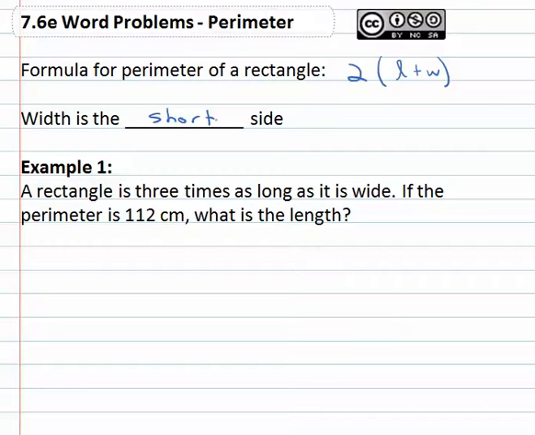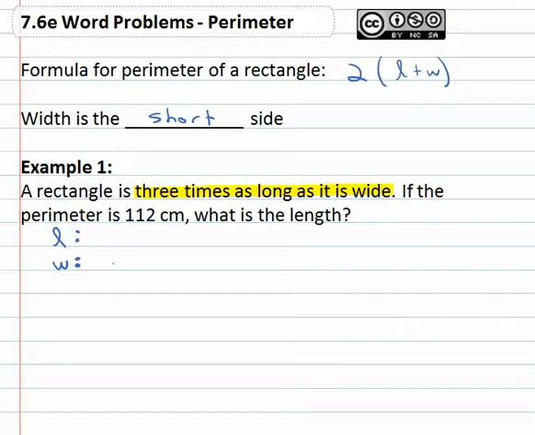So if we are told that a rectangle is 3 times as long as it is wide, and the perimeter is 1/12, what is the length? Well, let's see what we know. It is 3 times as long as it is wide. The length and the width is what we're comparing. The length is 3 times as long as it is wide.